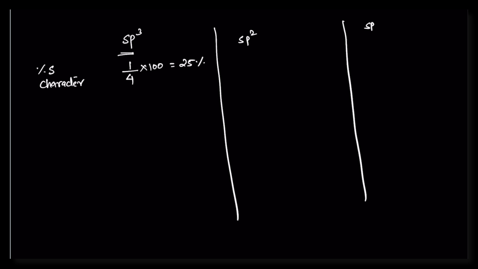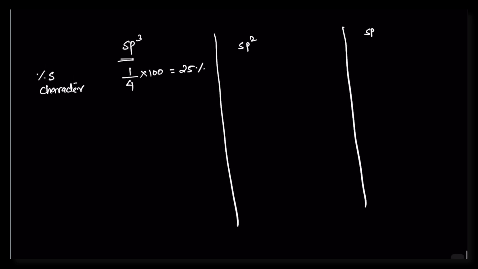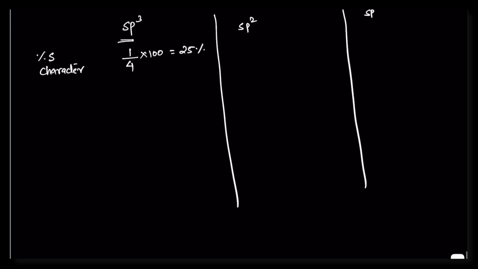What will be the percentage s character in sp2? We have 3 different kinds of orbitals and one of them is s. So 1 upon 3 into 100, which is 33.3%. And in the case of sp, we have two orbitals out of which one is s, so it will be 1 by 2 into 100, and that comes out to be 50%.